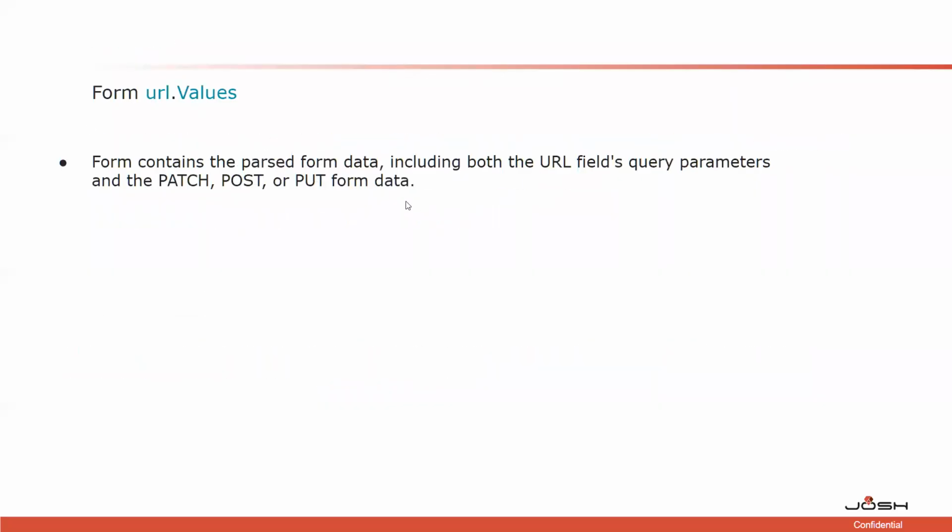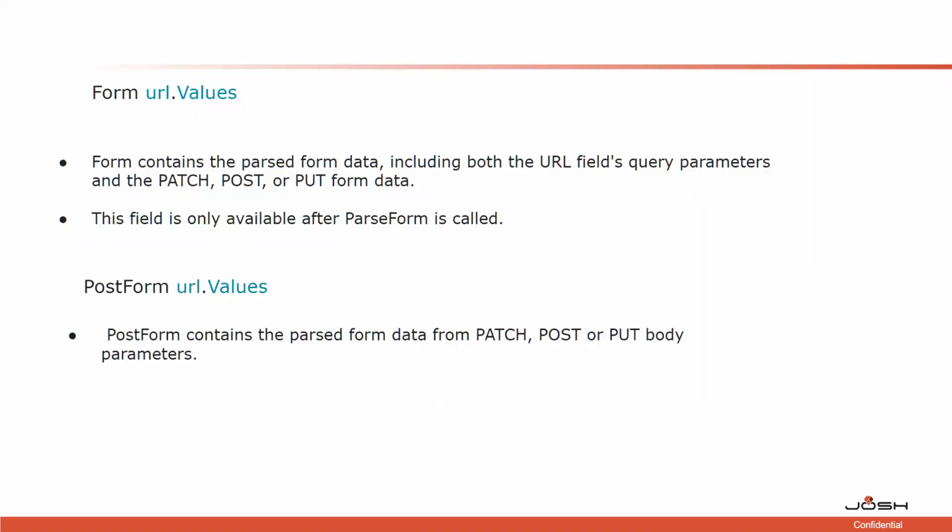So let's start with Form, which is of type url.Values. Form contains parsed form data, including both the URL field's query parameters and the PATCH, POST, or PUT form data. So any form data which you send, this field will contain it. This field is only available after ParseForm is called. ParseForm is a method. After calling the ParseForm method, the values in the form will be available.